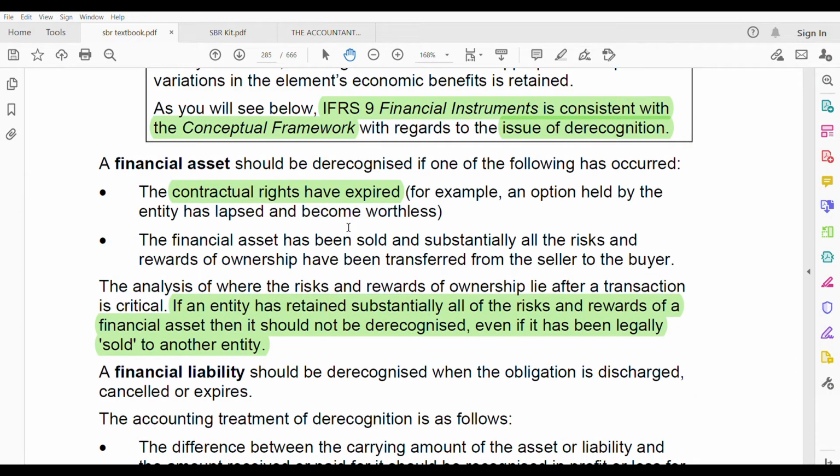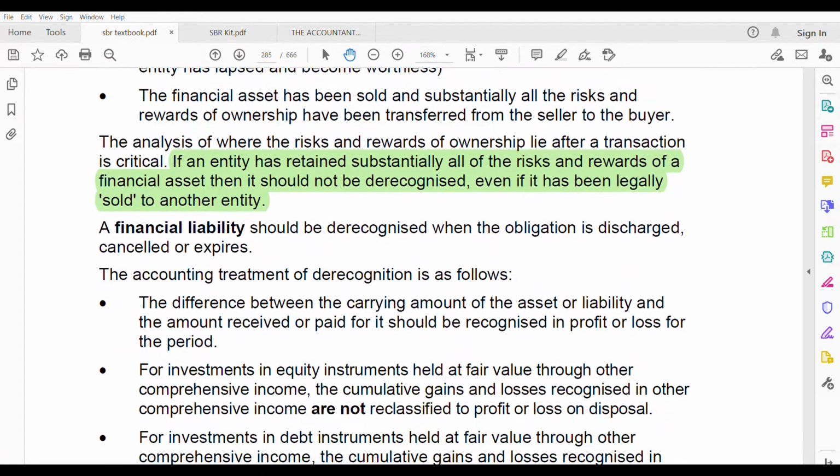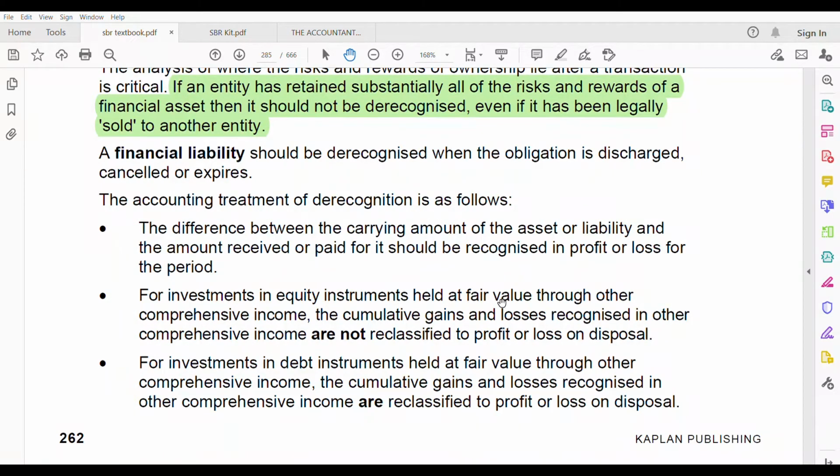Okay, if the risk and the rewards of having that financial asset are still with you, you cannot derecognize, even if you have sold the asset. Coming to the financial liability, you should derecognize it when the obligation is discharged. No more obligation is there, right? Or it is cancelled, or it expires. So these are the accounting treatments of derecognition when it comes to financial liability.